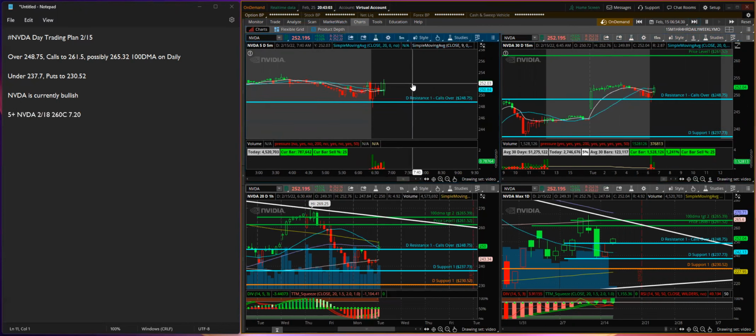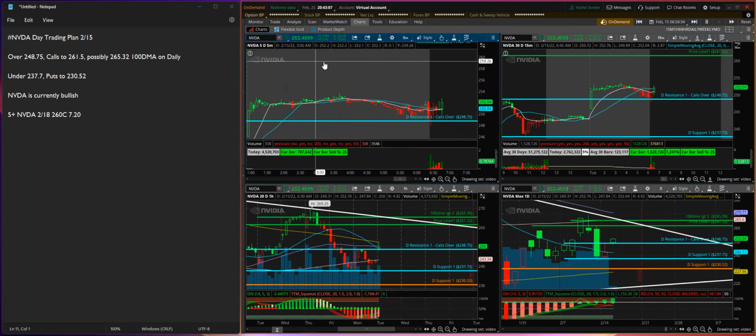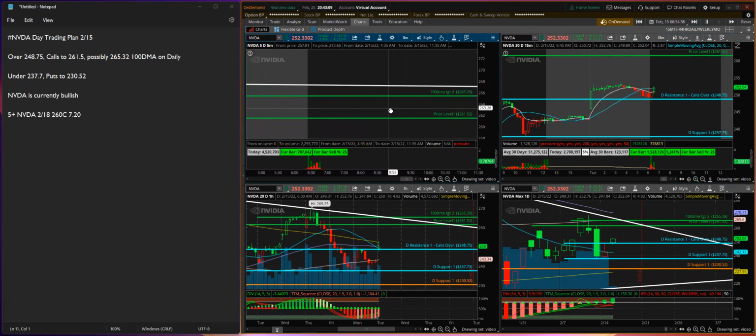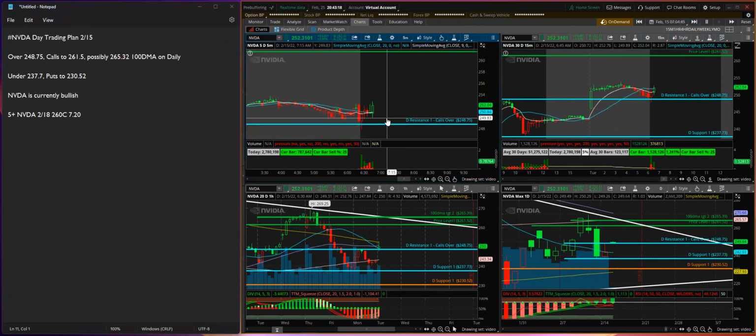Our goal is for NVIDIA to continue higher towards 261.52 and 265.40, which I'm not sure if it can get today. That is going to be a 100-day moving average on a daily chart. So we're going to skip ahead once again and see what happens right here.